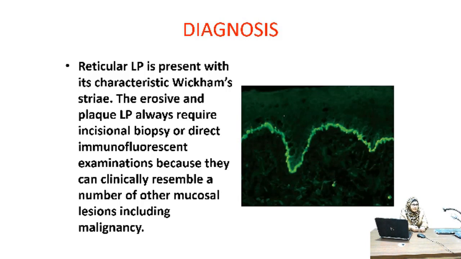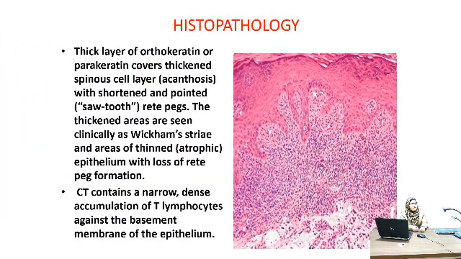From here with immunofluorescence, we see directed antigen-antibody reaction against the mucous membrane. In histopathology, there is a thick layer of orthokeratinized or parakeratinized mucosa covering a thickened spinous cell layer, acanthosis. We see shortened and pointed, sawtooth-appearing rete ridges, and there is a thickened area, which clinically appears as the Wickham's striae.